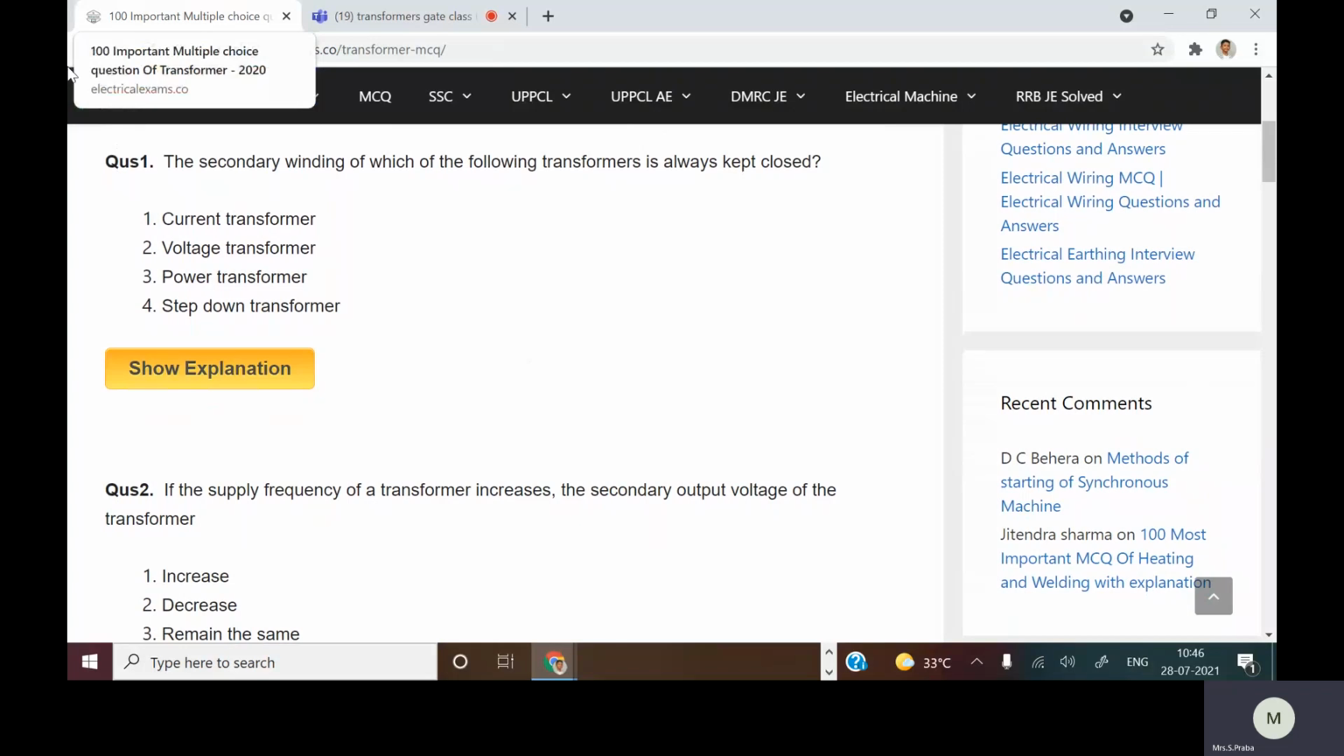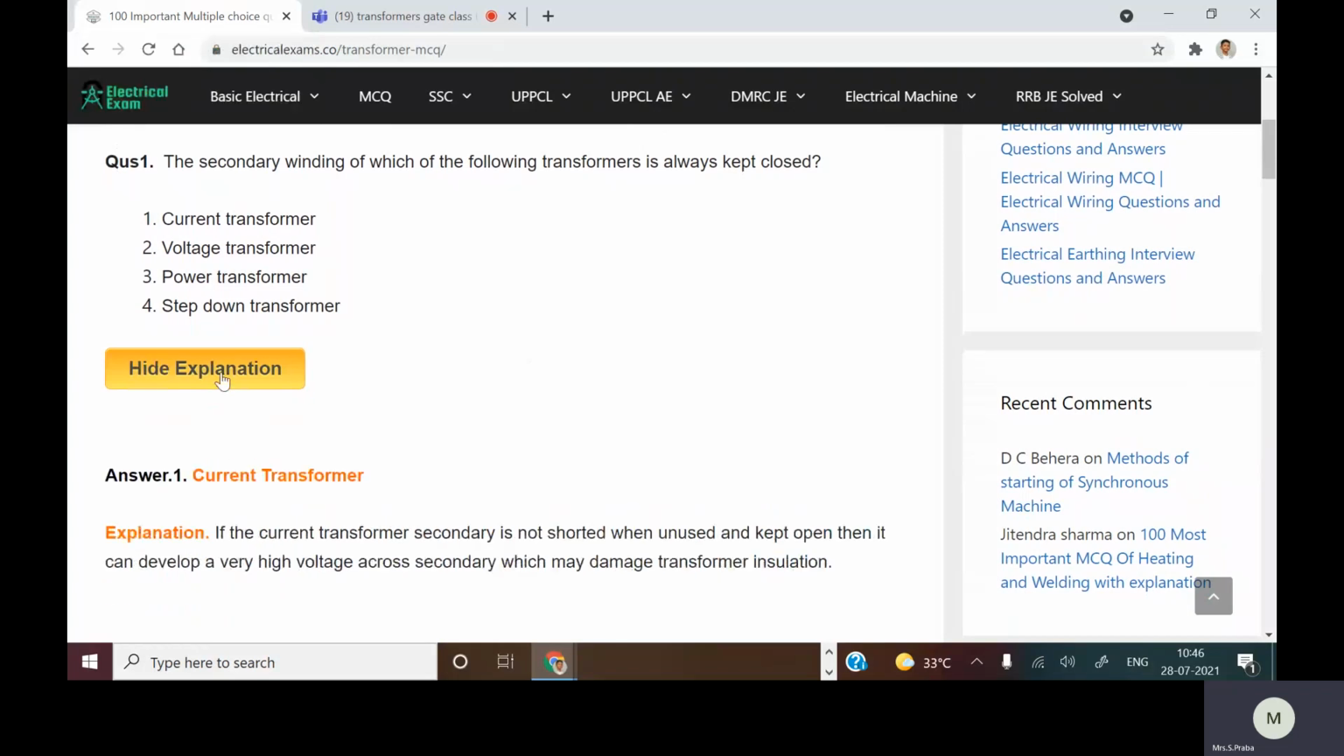Current transformer: if the current transformer secondary is not shorted, when unused and kept open, then it can develop a very high voltage across the secondary, which may damage the transformer insulation. Among the above transformers, the secondary winding of the current transformer must always be kept closed, or else it will damage the transformer insulation. So the answer will be current transformer. You can look, then we can move on to the second question.